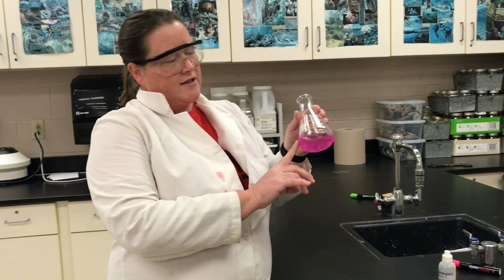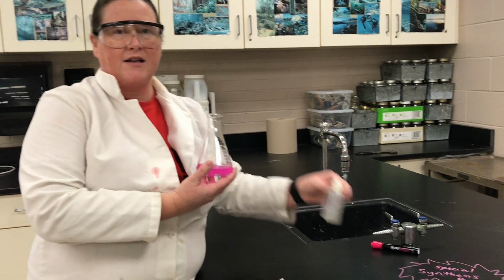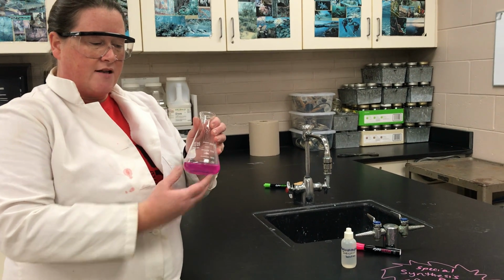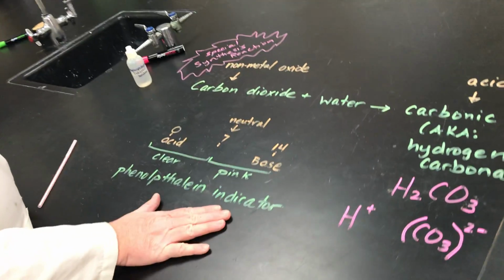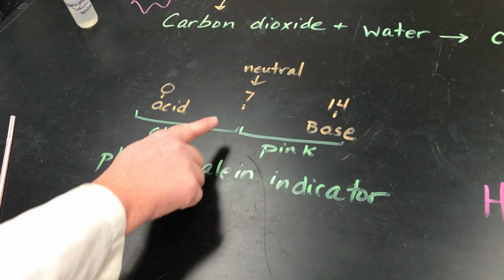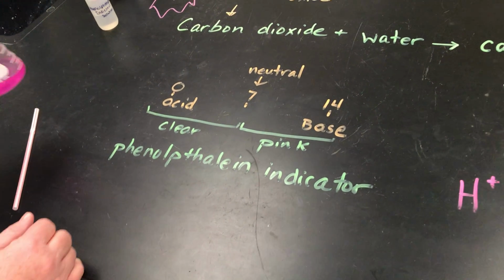And the evidence that this is a hydroxide that had formed in here is because phenolphthalein indicator turns pink in the presence of a base. So this is how that's spelled, phenolphthalein indicator, and on here you can see that it turns pink in the presence of a base. But if a substance is neutral or acid, it will be clear.